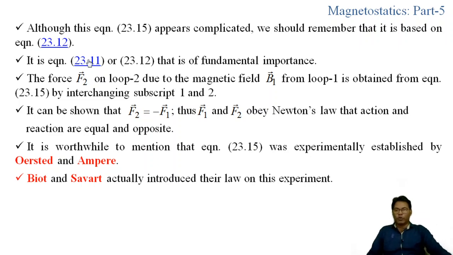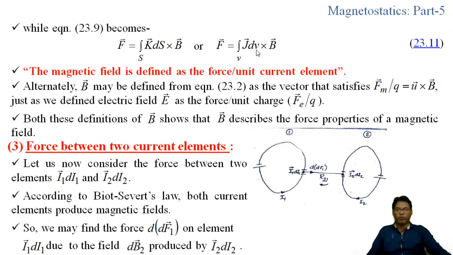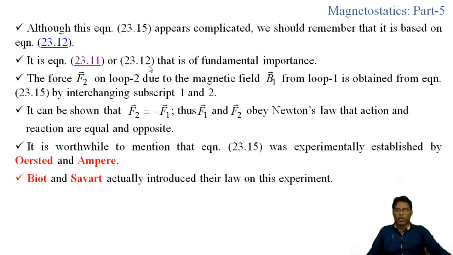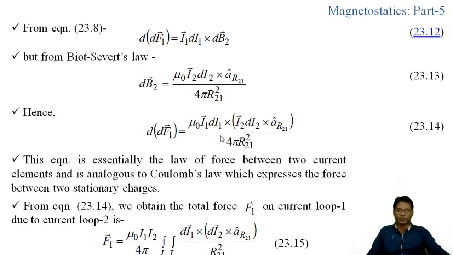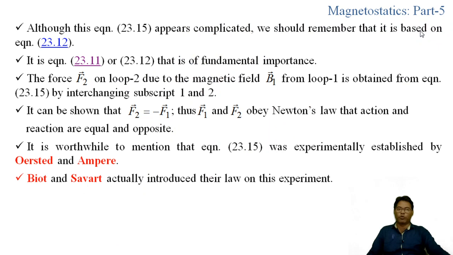Here, equations 23.11 or 23.12 are what we use to find the force. This equation 23.12 is the fundamental equation to find the force due to the magnetic field.